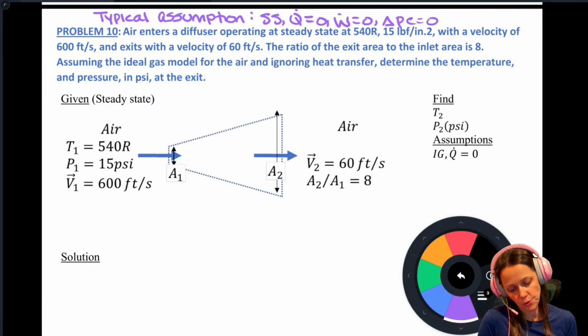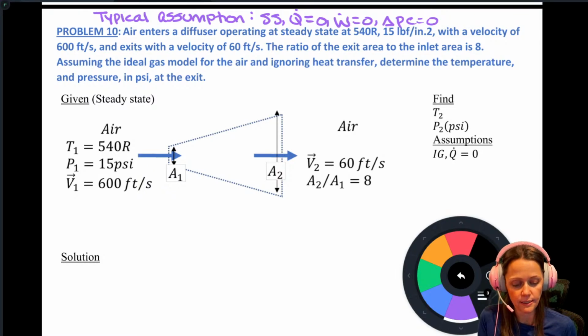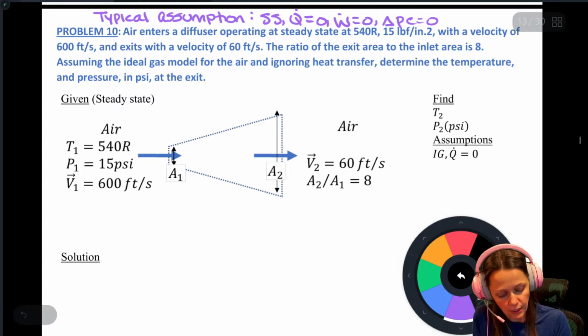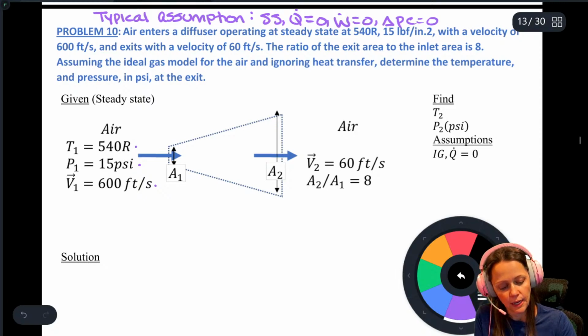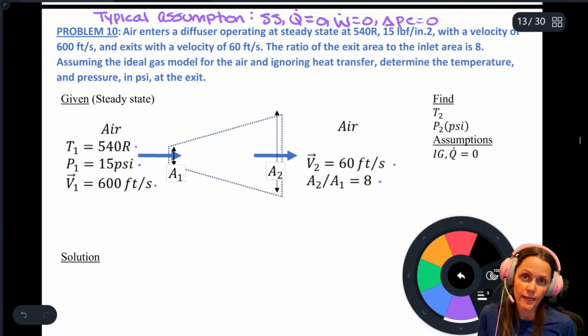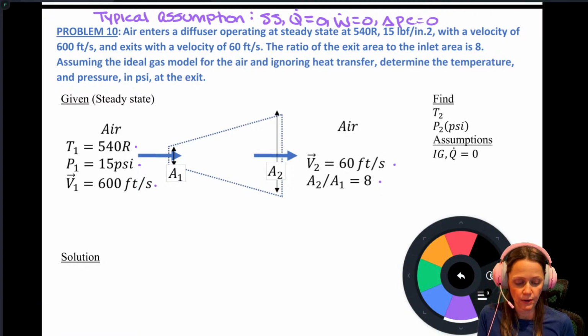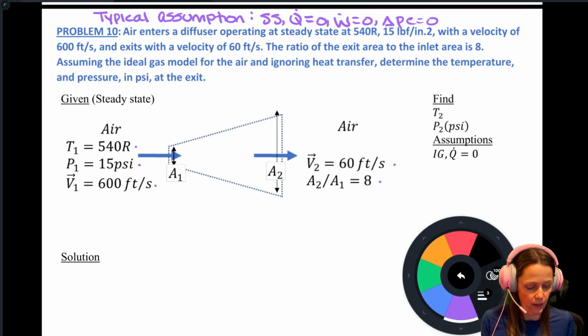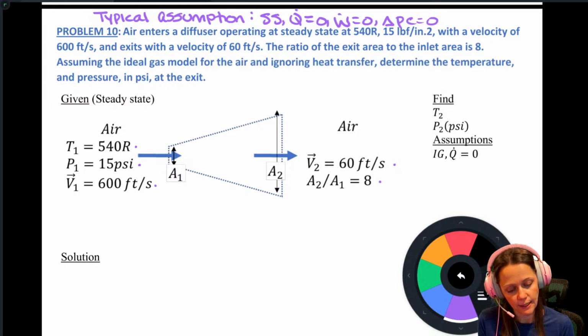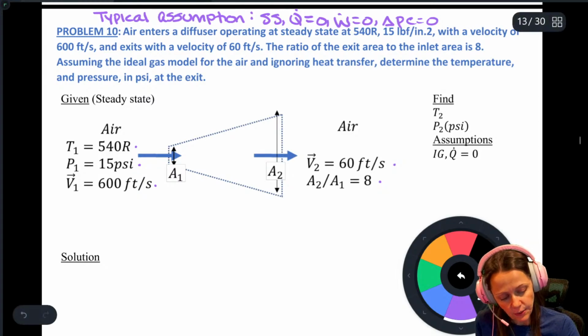So, all right, we've got air entering a diffuser at steady state at 540 degrees Rankine, 15 psi, and a velocity of 600 feet per second, exiting at 60 feet per second. And they don't tell us what the area is, but they do tell us the ratio of those two areas, with the area at the outlet being bigger than the inlet. Assuming the ideal gas model for air and ignoring heat transfer.